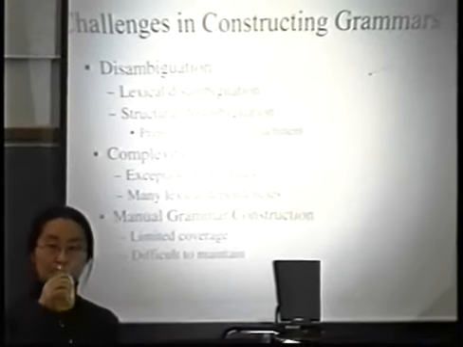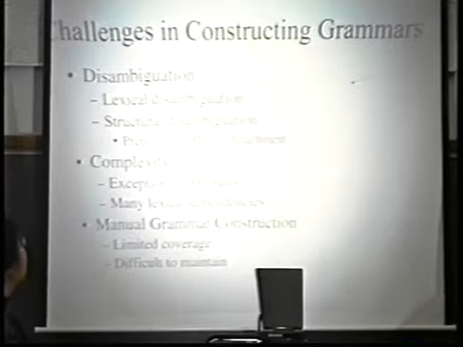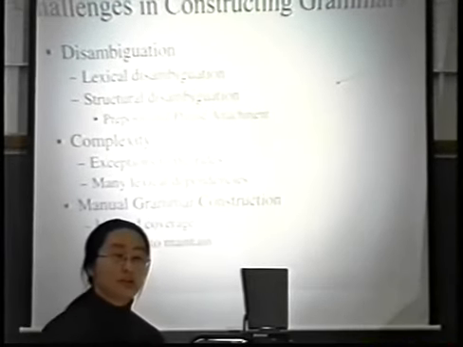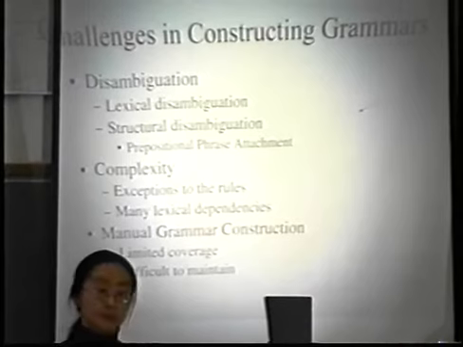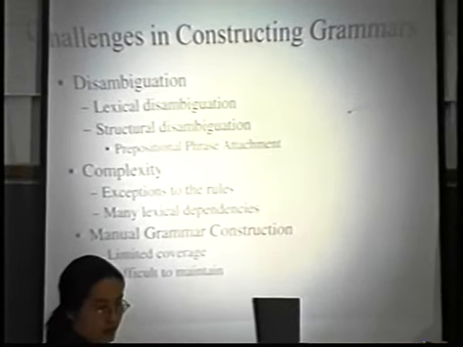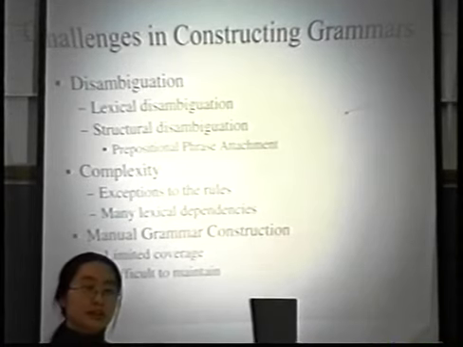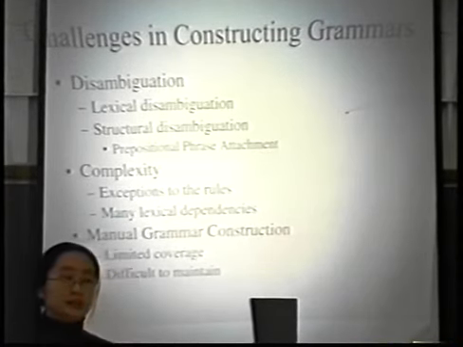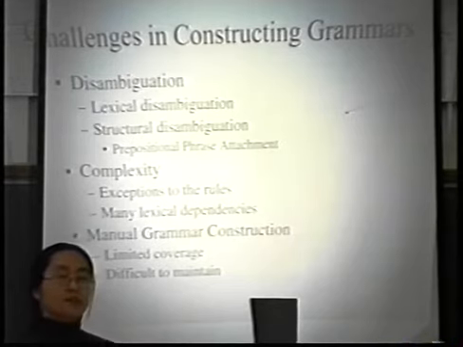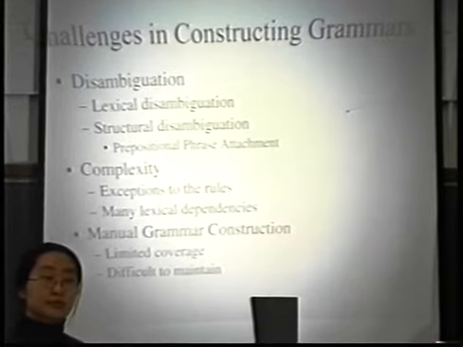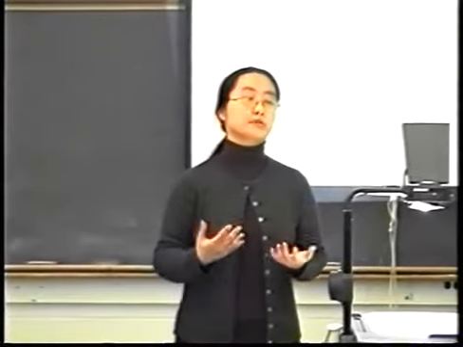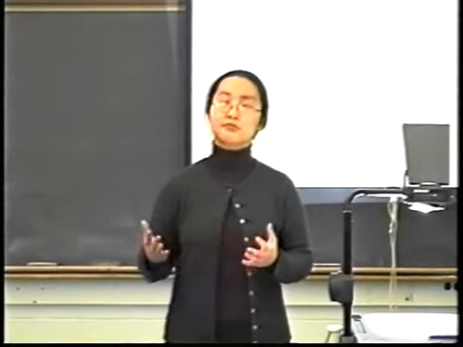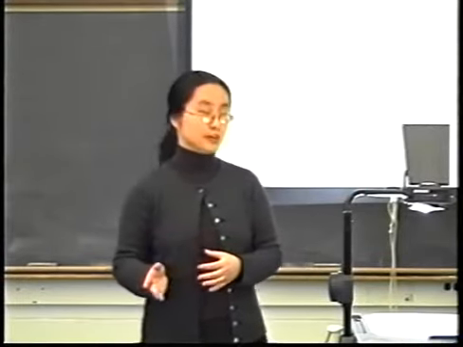There are many difficulties in constructing a grammar. I'll mainly focus on these three. I think one of the major challenges has to do with the ambiguity that exists in the language. I'm specifically looking at lexical ambiguity and also structural ambiguity, such as preposition attachment issues. A second component is the complexity of the language, being big and having lots of exceptions to the rules, which compounds the ambiguity issues, and a lot of these exceptions are lexically dependent. And both of these factors, ambiguity and complexity, make manually constructed grammars not really possible. We can do it for limited coverage, and we can do it for a specific domain, but it's difficult to maintain as well.